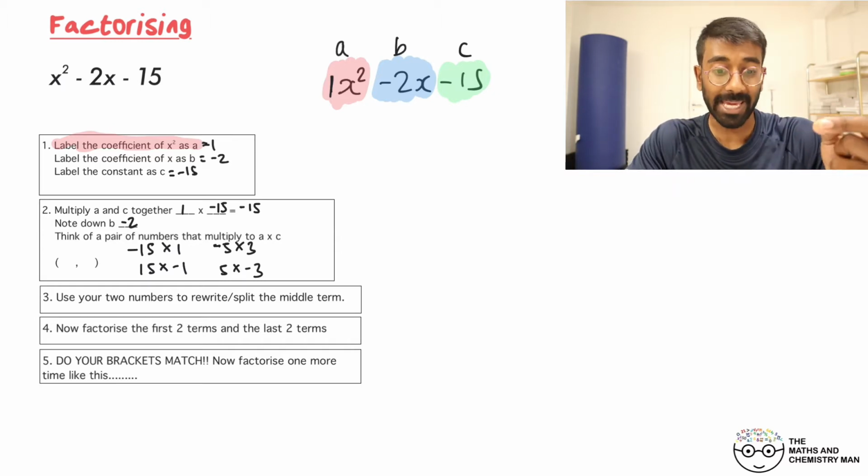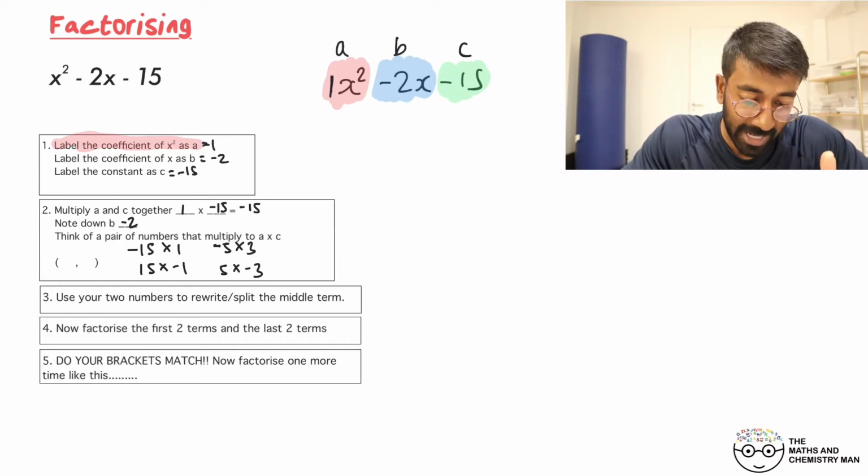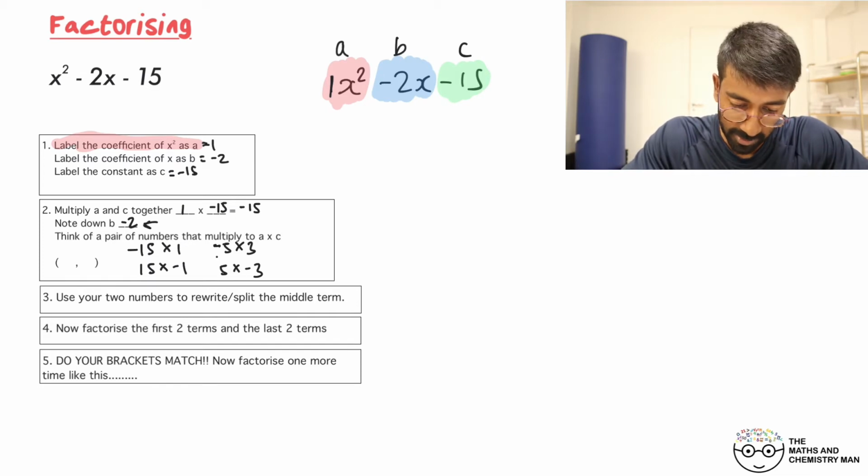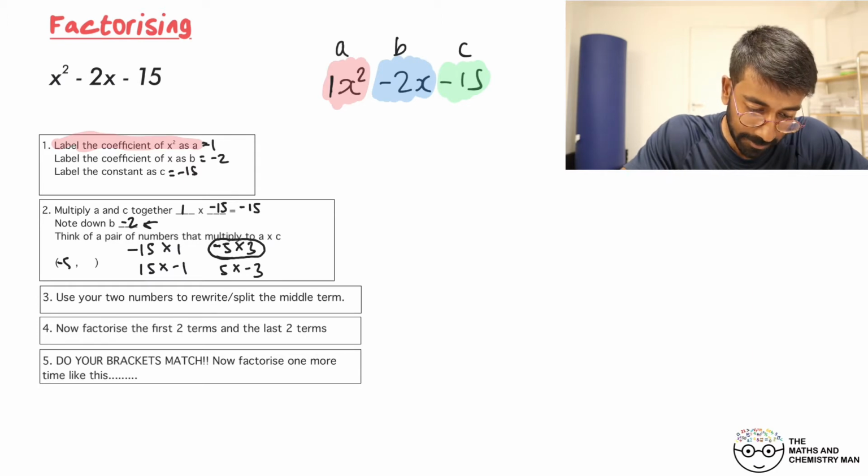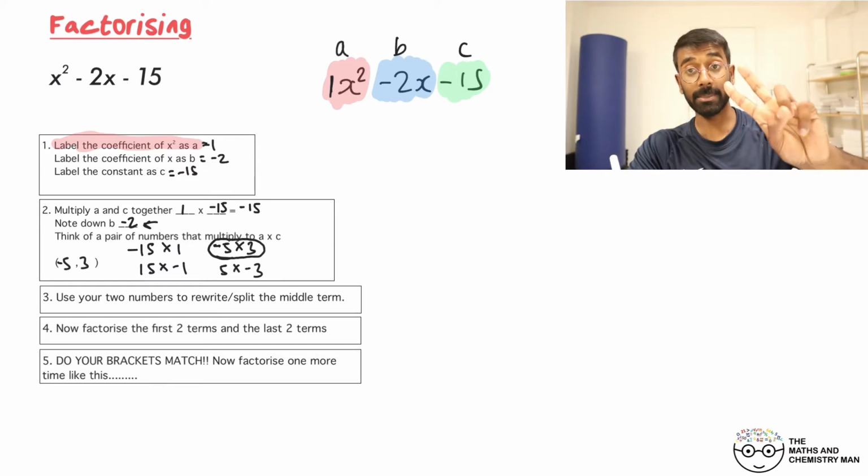Now, which one are we going to pick? We're going to pick the one that adds together to give minus 2. So which one's that going to be? That's going to be minus 5 and positive 3. So minus 5 and 3. There we go. That's step number 2 done.